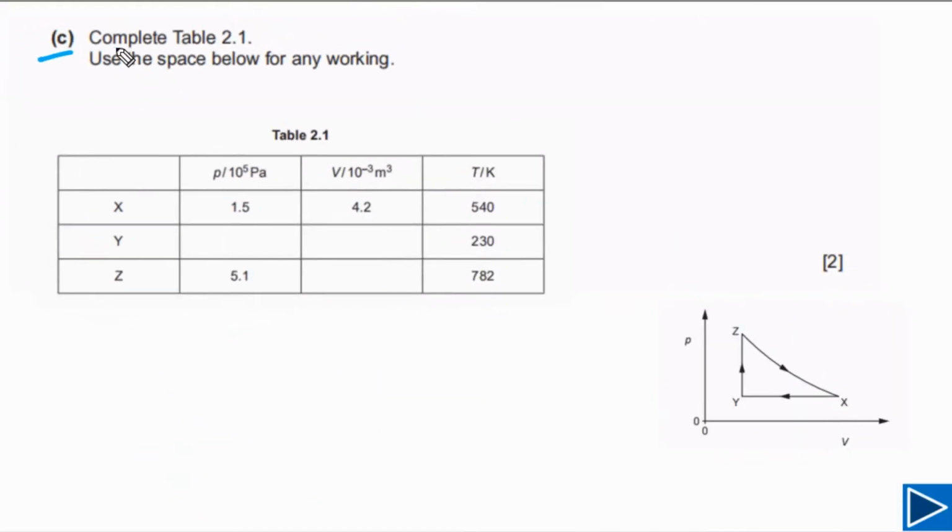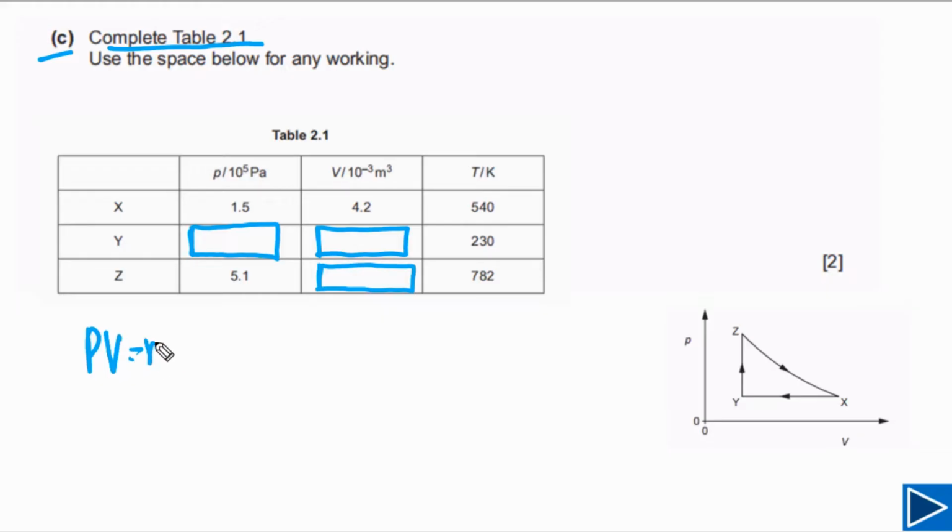For part C, we need to complete table 2.1. We have to enter the missing values of P and missing values of V in this table. In order to answer this question, we need to understand 2 things. First, how to use PV is equal to nRT, the ideal gas equation. And second, how to read a PV diagram.